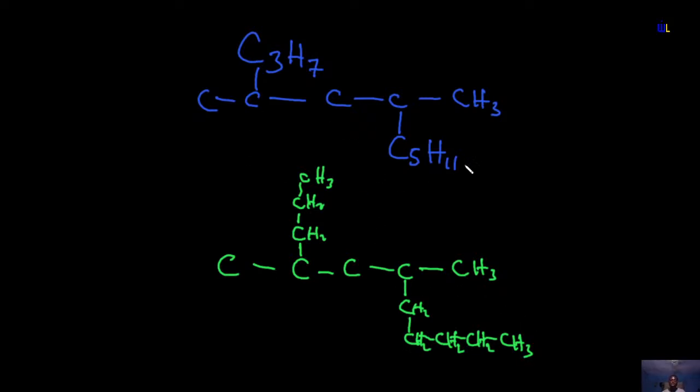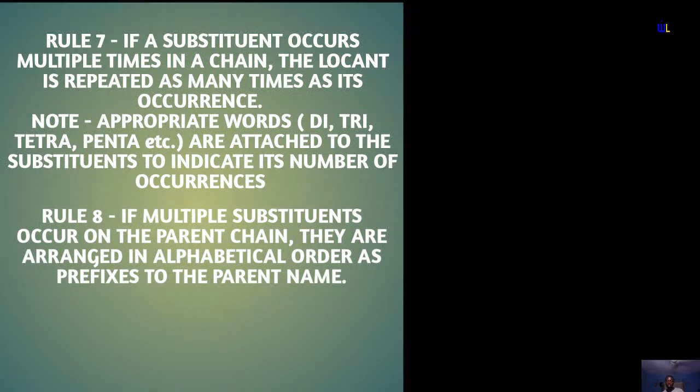So have that in mind, that once you see a condensed group of carbon atoms, it is advised that you expand it before you name. Okay, so I'm going to take this out and then we come back to our final rule. Before we come back to that, let's just look at it once more so that we have that refreshed. The final rule says that if multiple substituents occur on the parent chain, they are arranged in alphabetical order as prefixes to the parent's name. So what does that mean? It's a very simple concept. Now I'm going to use this illustration. I have this chain.